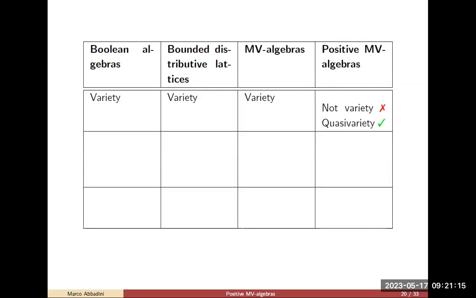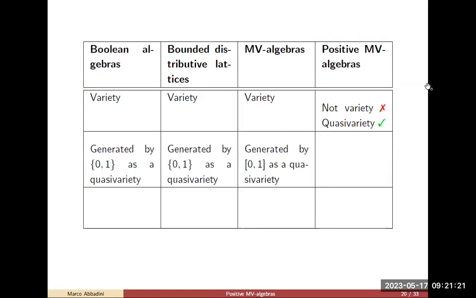Does it have a nice generator? Well, Boolean algebras have a nice generator. They are generated by 0, 1 as a variety, but even more as a quasi-variety also. Bounded distributive lattices as well by 0, 1. And in this side, we're going to replace equivalent set with a unit interval. So MV-algebras are generated by 0, 1 as a quasi-variety.